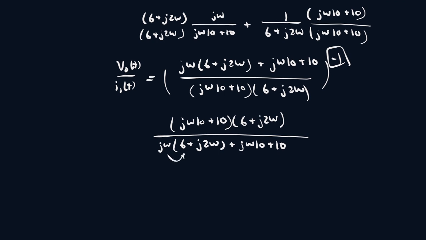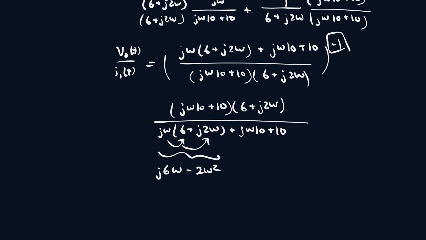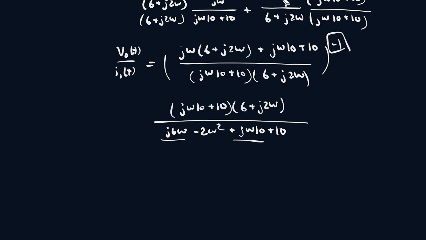Okay, now I'm going to FOIL this jw into here. So this is just going to be j6w plus, so j times j, that's -1, so minus 2w squared. So I'm just going to put that into here: j6w minus 2w squared. Okay, and I can add these two up, so it'll be 16. Alright, looking good so far.